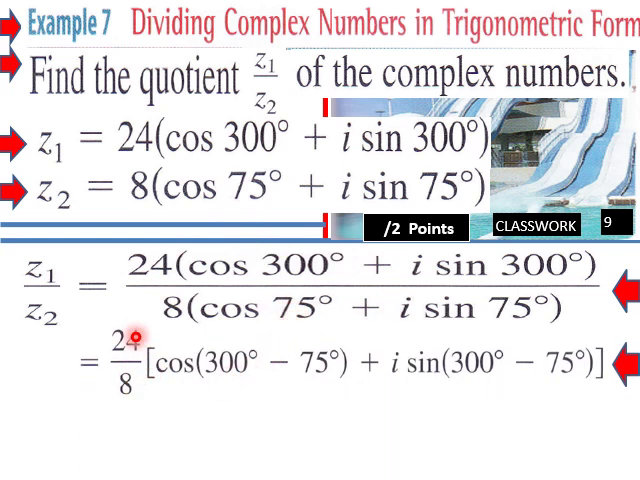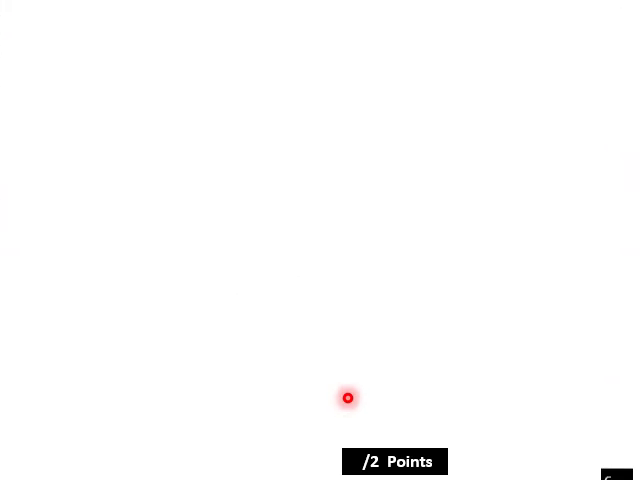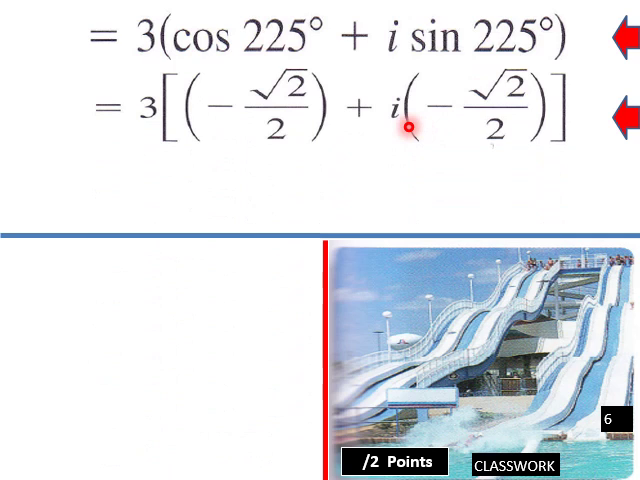And we're going to divide 24 by 8. We're going to group like terms here: cosine 300 minus 75 degrees, and then sine 300 minus 75 degrees. And then we get 24 over 8 multiplied by bracket cosine 300 minus 75 plus i sine 300 minus 75. So the next step here would be 3 times cosine 225 plus i sine 225.